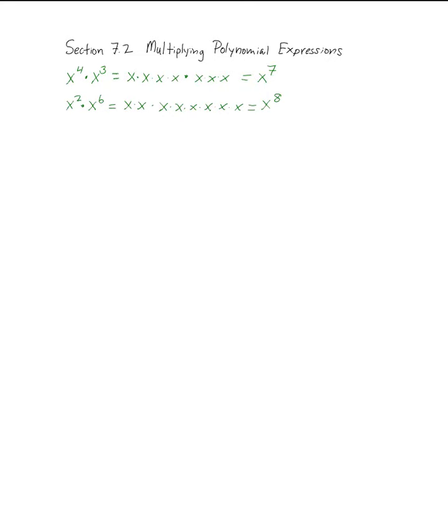The rule is when I multiply a couple x's things together, what happens to the powers? They get added. 4 plus 3 is 7. 2 plus 6 is 8.